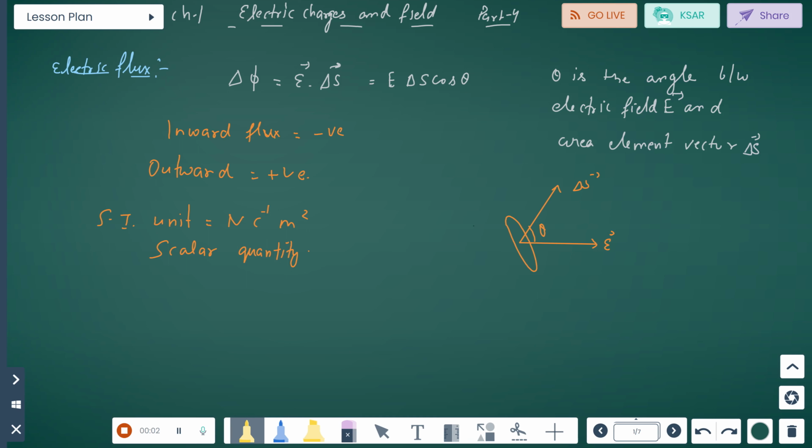Now start with another part, chapter 1, electric charges and field, part 4, class 12th physics. First topic is electric flux.